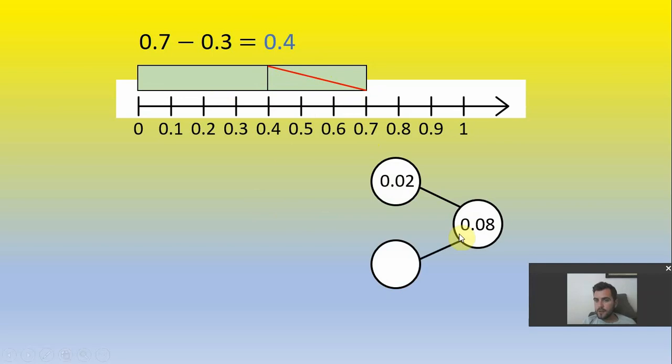Here we've got 0.08. If we were to partition this, you've got 0.02. So if we take away 0.02, we know we've got 0.06 here. If we add them both together and do the inverse, we know that will give us 0.08 or 8 hundredths.